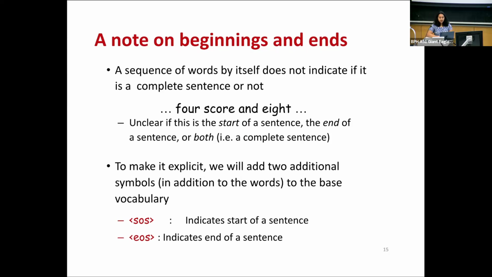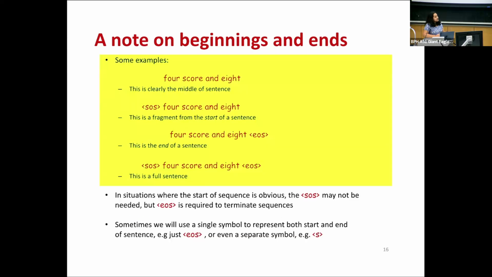Let's do a few examples. In the first, you see "four score and an eight", which is the middle of a sentence. In the second example, you have SOS at the start, which is just the start of the sentence. Similarly, in the third example, EOS is at the end, which is just the end of the sentence. And in the final example, you have SOS and EOS around "four score and an eight", which is the complete input sentence for the model.